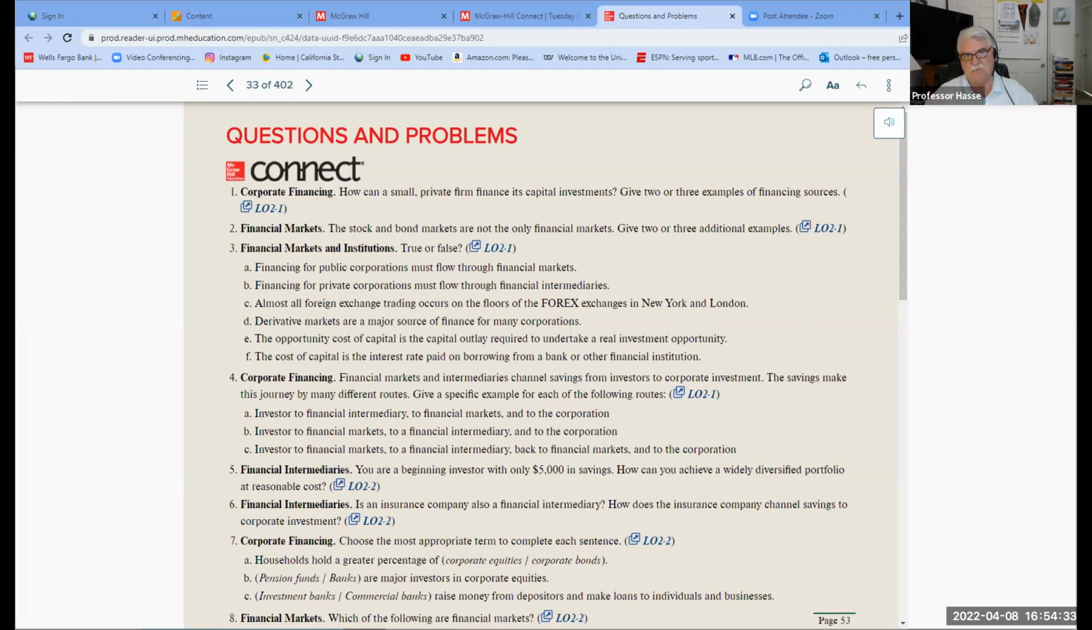Let's look at question 2. The stock and bond markets are not the only financial markets. This is talked about in that PowerPoint I did in the first lecture video on Monday. Give 2 or 3 additional examples of a financial market. Well, one of them would be the money market. A money market where you can invest in money obligations like savings accounts, like United States Treasuries. In return, you get a money account. It's kind of like a mutual fund for cash.